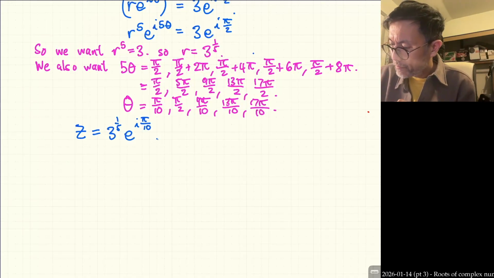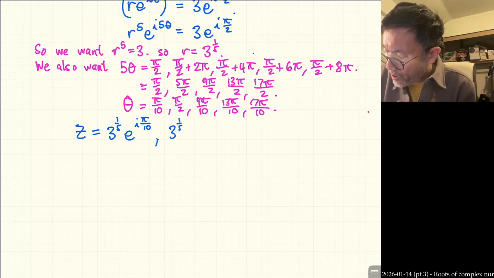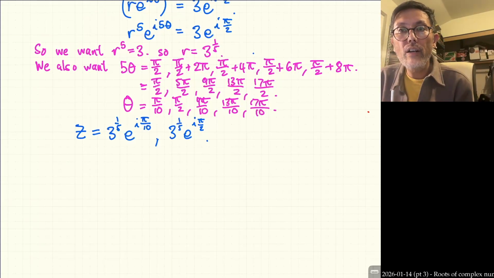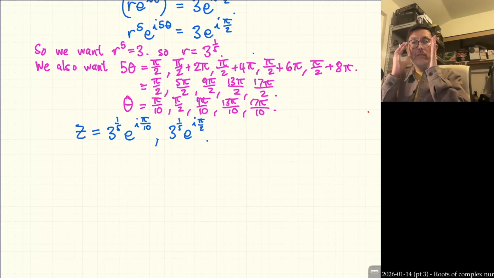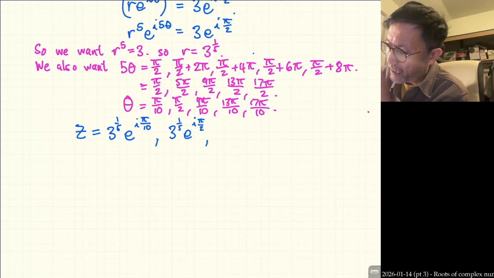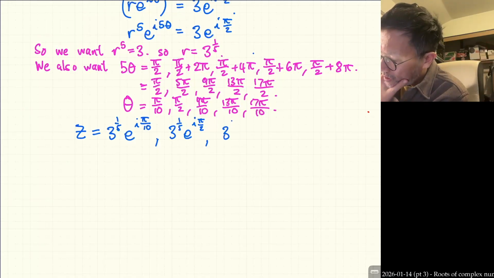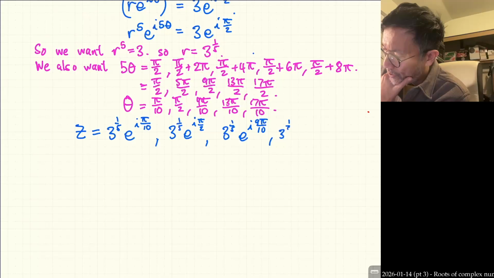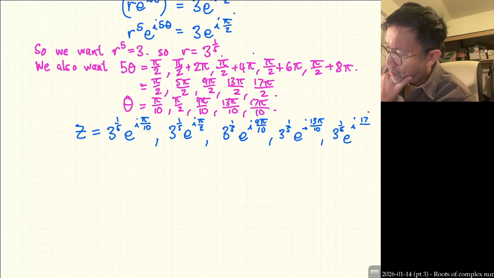It could also be 3 to the 1/5 times e to the i pi over 2. That's also a fifth root of 3i. Yeah, it is. Next one, 3 to the 1/5 e to the i 9 pi over 10. Then 3 to the 1/5 e to the i 13 pi over 10. And finally, 3 to the 1/5 e to the i 17 pi over 10.